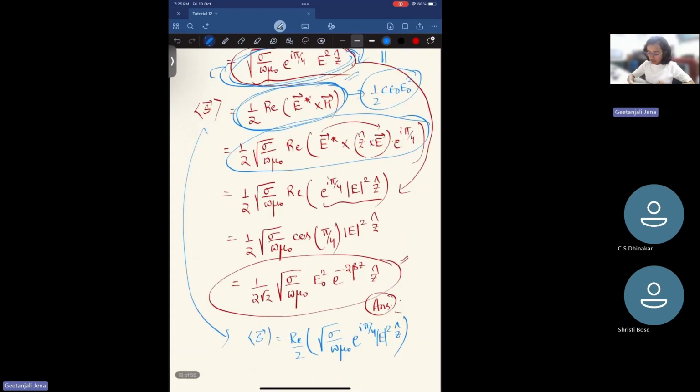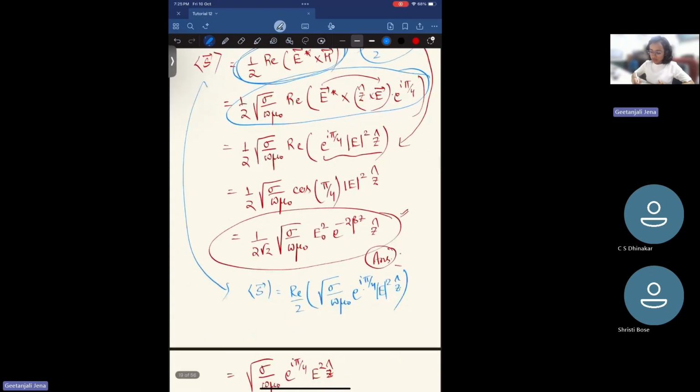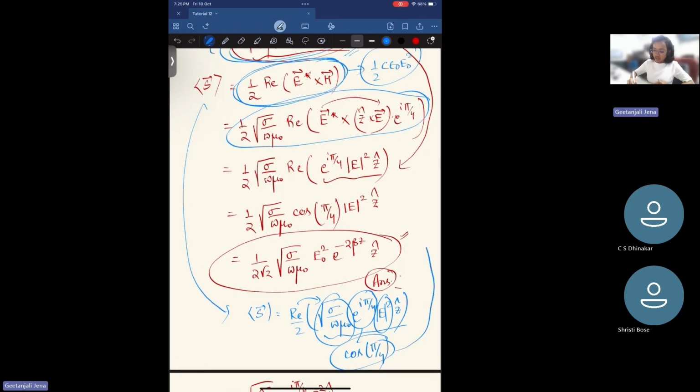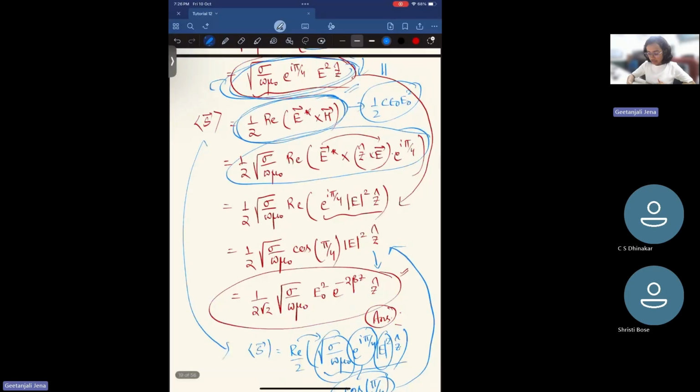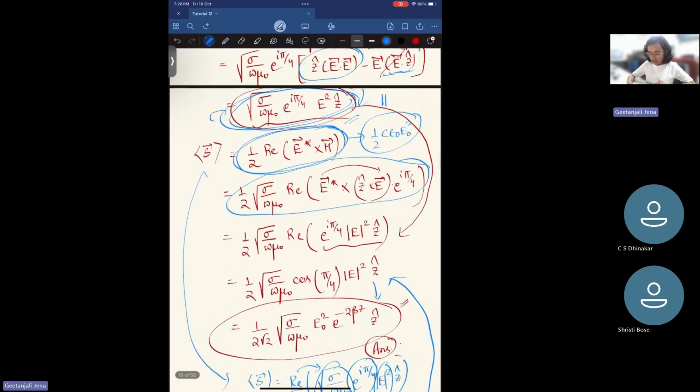The rest is what I have done is I've just filtered out the real part of this expression. These are all real. We only need to take the real part of e to power i pi by 4, which is cos pi by 4. So I put it here, and the rest I think you can easily get. Is this fine, Srishti?